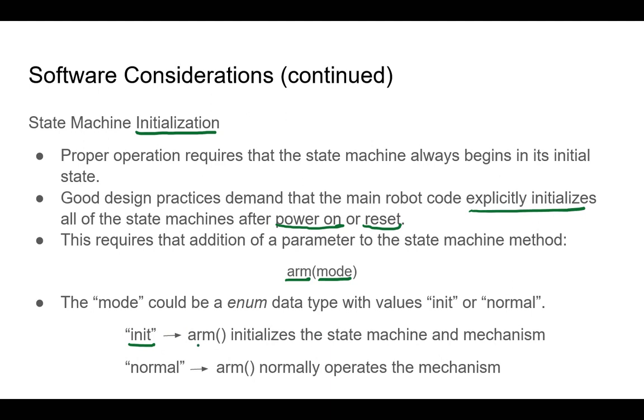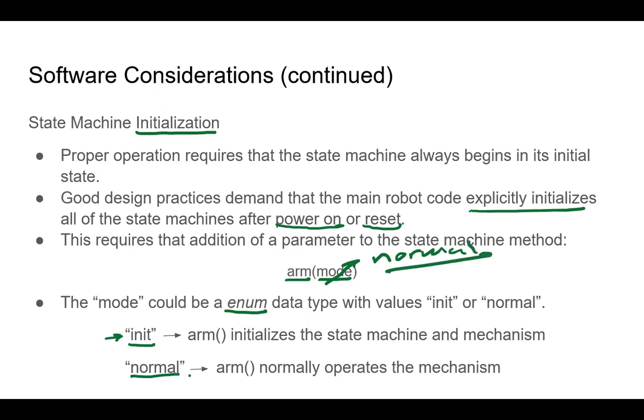So this is kind of an overhead, or it's sometimes called housekeeping on the state machine. Then once all the state machines are called with the mode being the init parameter, and by the way, init could be a 0 and normal could be a 1, it doesn't need to be an enum, you might as well just use an enum so you can read it. And then when the code actually starts running, we call each one of these state machines in that 20 millisecond loop with mode being normal.